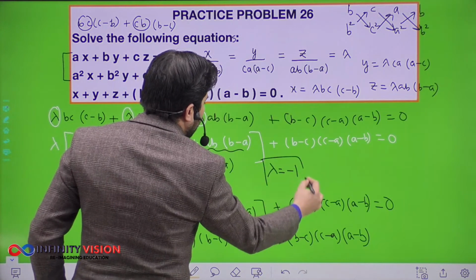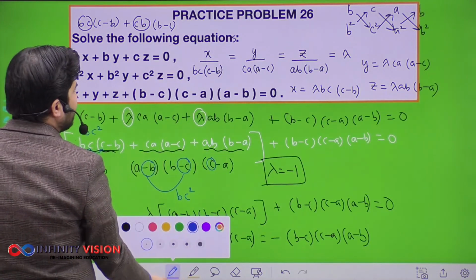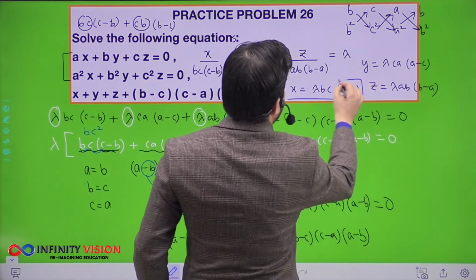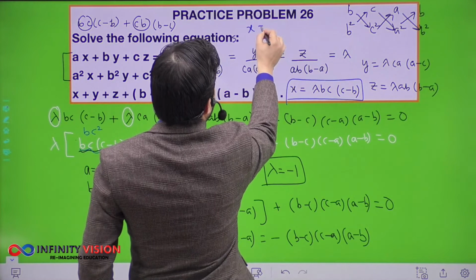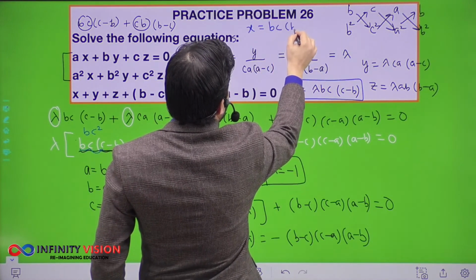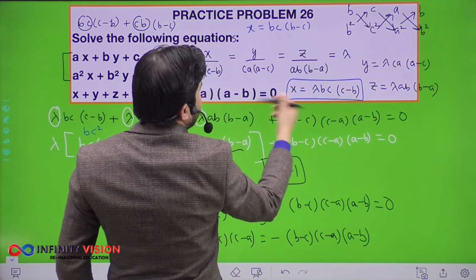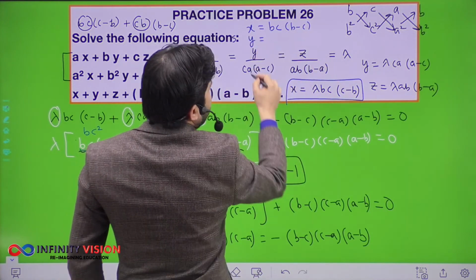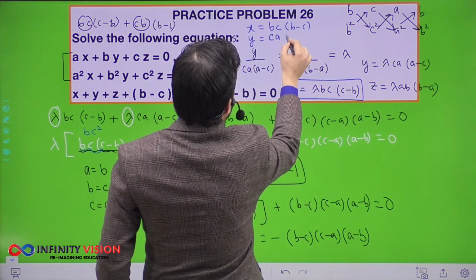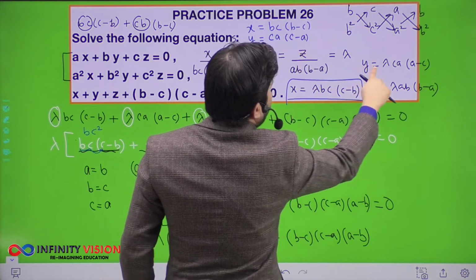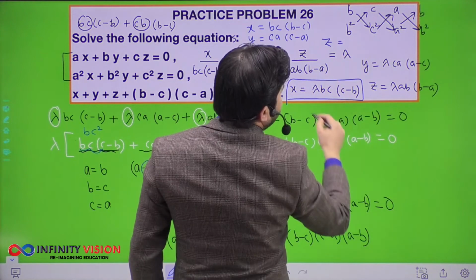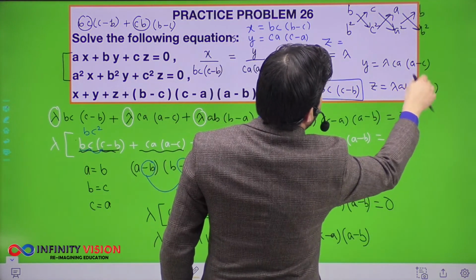And when I know my lambda is minus 1, I can rewrite my answers because my x is nothing but lambda into BC into C minus B. So my x would become, I will replace lambda with minus 1, so the answer would become BC into B minus C, because here I have C minus B. So it would become B minus C. My y would become CA into C minus A, because minus 1 would go and make A minus C as C minus A. And my z would become AB into A minus B.